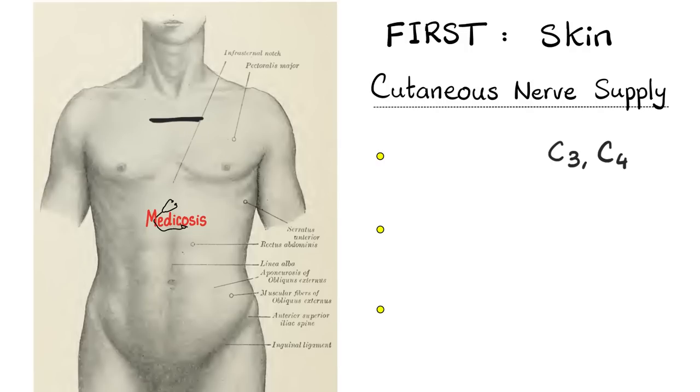How about the skin below the level of the sternal angle? It is supplied by lateral cutaneous branches and anterior cutaneous branches of intercostal nerves. And of course, these are thoracic rather than cervical.